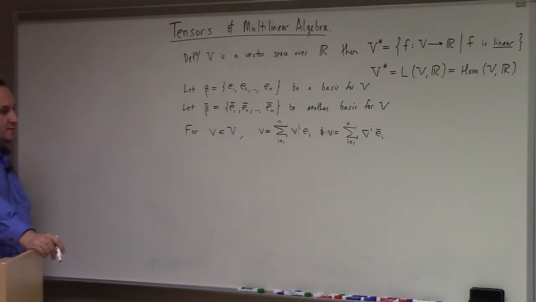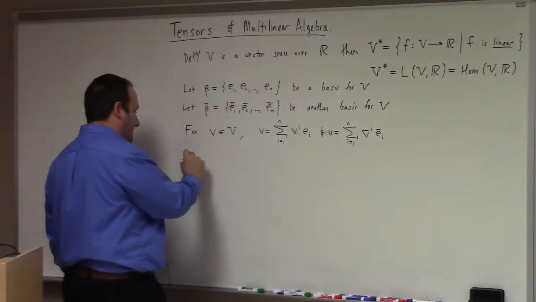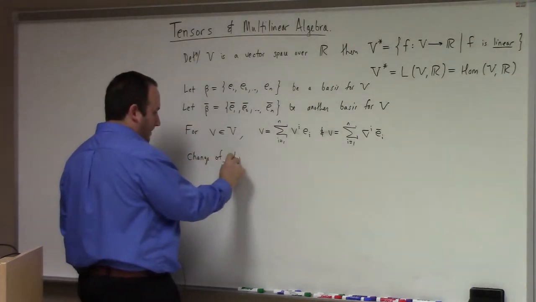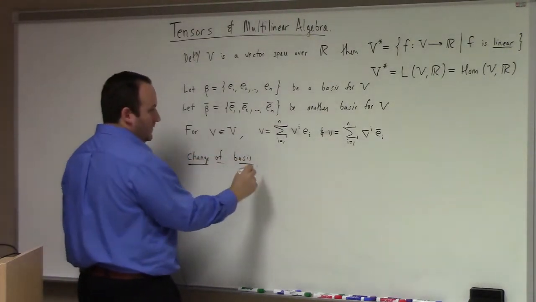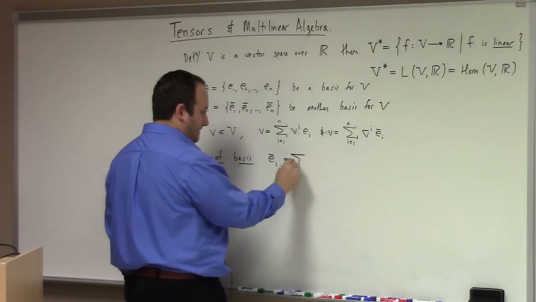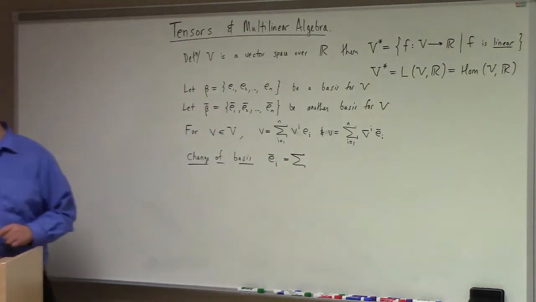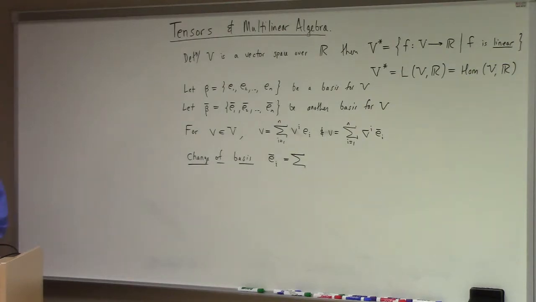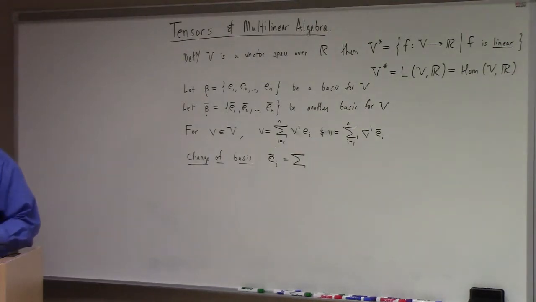Let's see here. So if we have a change of basis, right? And let's suppose that, say, E bar I is equal to what? Some... I should probably just give up on change of basis for this first class. If I was smarter.